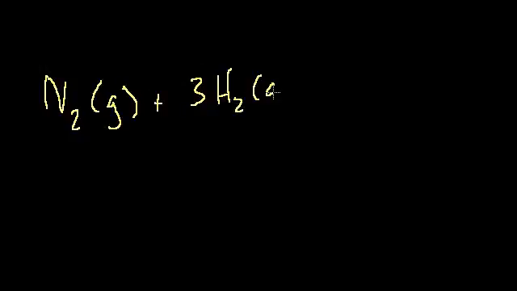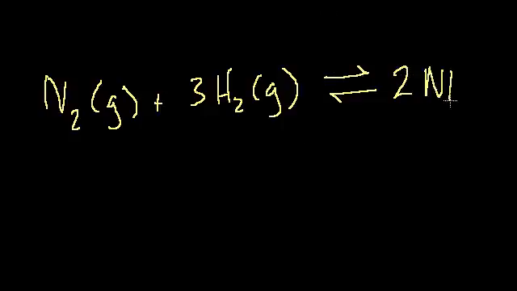Now imagine, we mentioned the Haber process before, and this is the reaction for the Haber process. Nitrogen gas plus 3 moles of hydrogen gas in equilibrium with 2 moles of ammonia gas. Now, what's going to happen if I apply pressure to this system? I'm going to apply pressure.